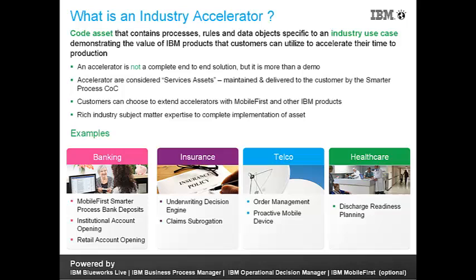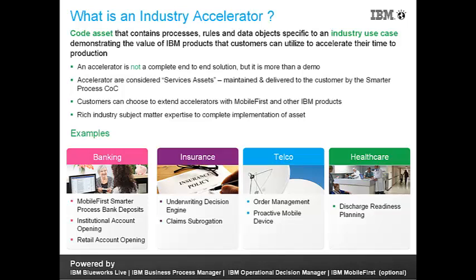So what is a Smarter Process Industry Accelerator? It's a code asset containing processes, rules, and data objects that target a specific industry use case. Accelerators demonstrate the capability and value of IBM products to our customers with the goal of accelerating time to production. Accelerators are not a complete end-to-end process, but they're more than a demo. As a services asset, they are maintained and delivered to our customer set by the IBM Smarter Process Center of Competency, or COC. You can extend our accelerators with IBM Mobile First and many other IBM products.